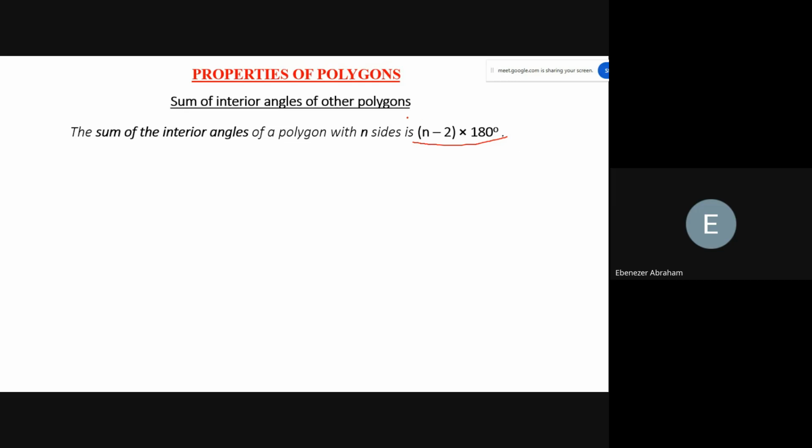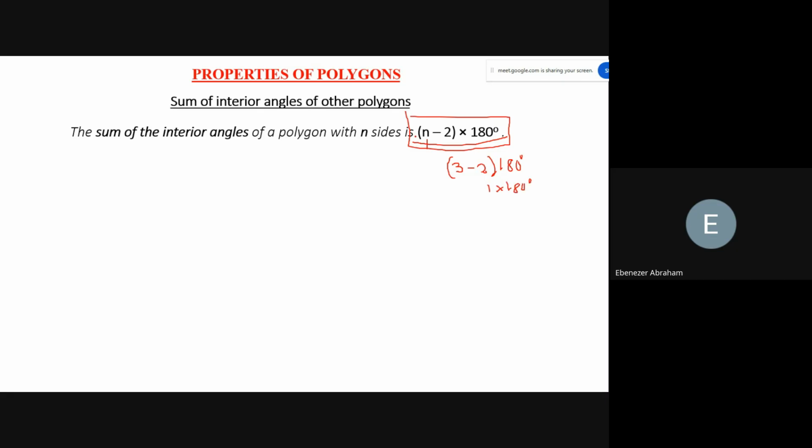As I said, we are not proving this formula, we are just making use of it. If you want to find the sum of interior angles, the formula is simply (n minus 2) times 180. If you know the number of sides of the polygon, you just put it here. For a polygon with 3 sides, which is a triangle, we have 3 minus 2 times 180 degrees, and that will give you 1 times 180 degrees.